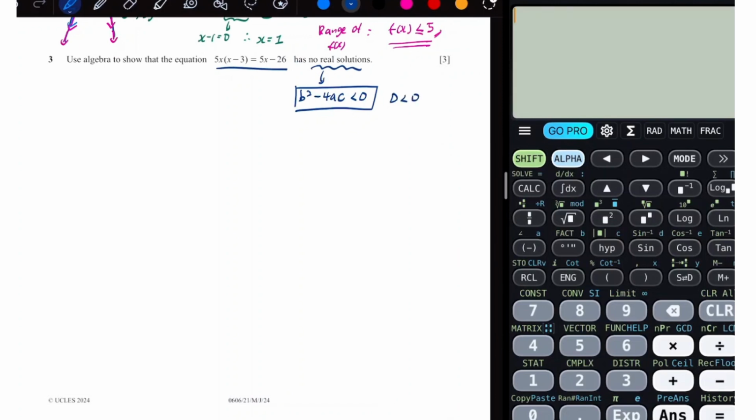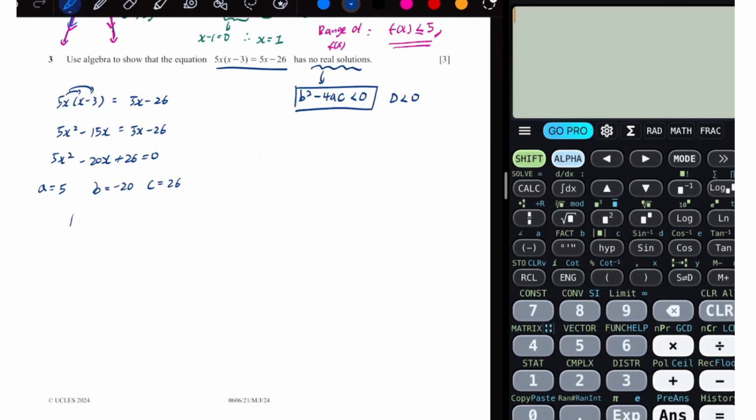So first, I guess this is rather straightforward as well. You just have to expand everything. So that would be 5x squared minus 15x equals 5x minus 26. So just move everything to the left hand side. We're going to get 5x squared minus 20x plus 26. Now, the first term, the coefficient a will be 5, b is negative 20, c is 26.